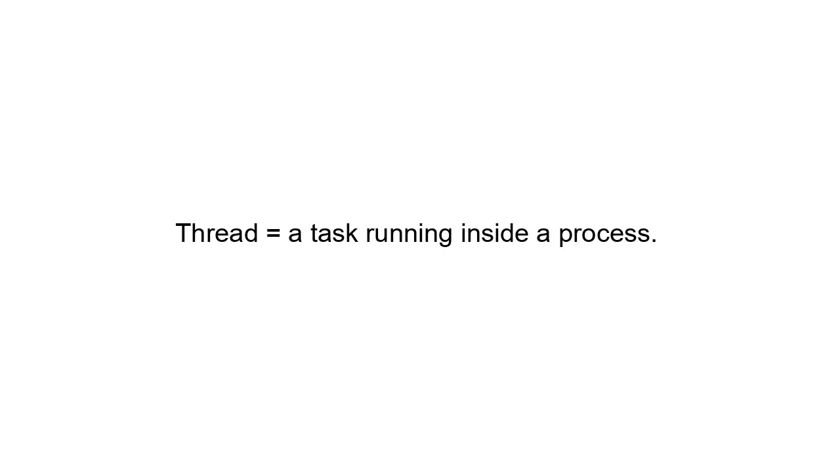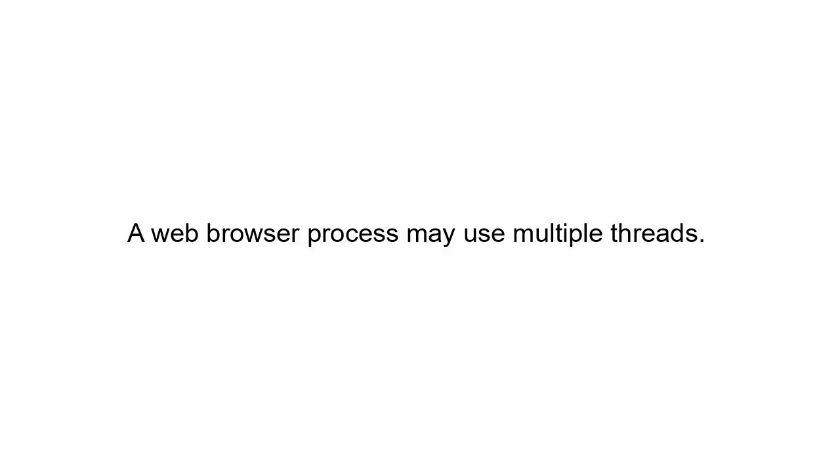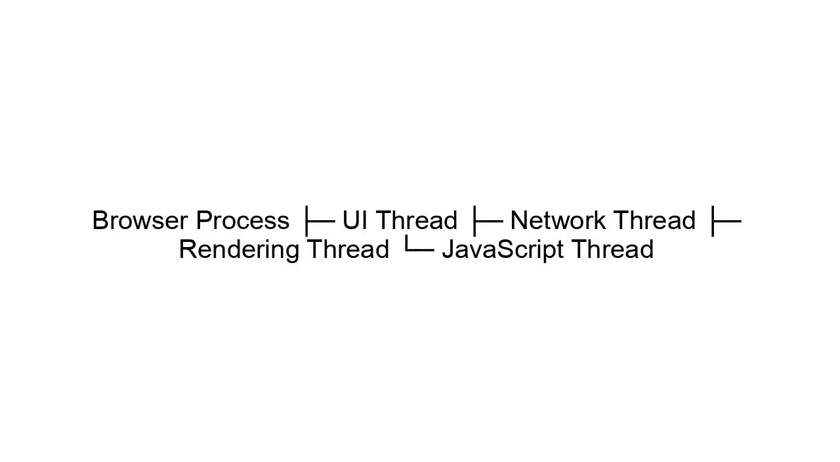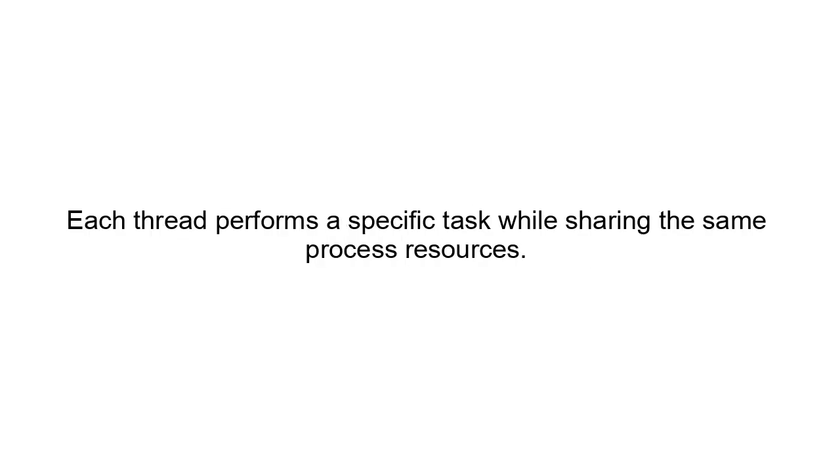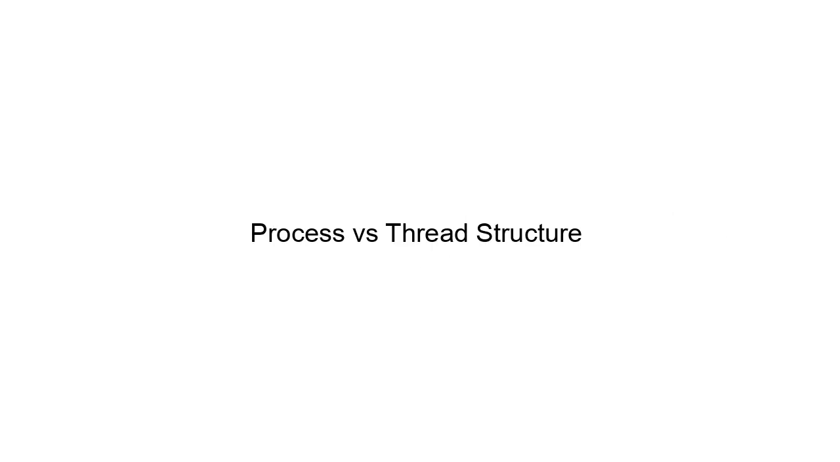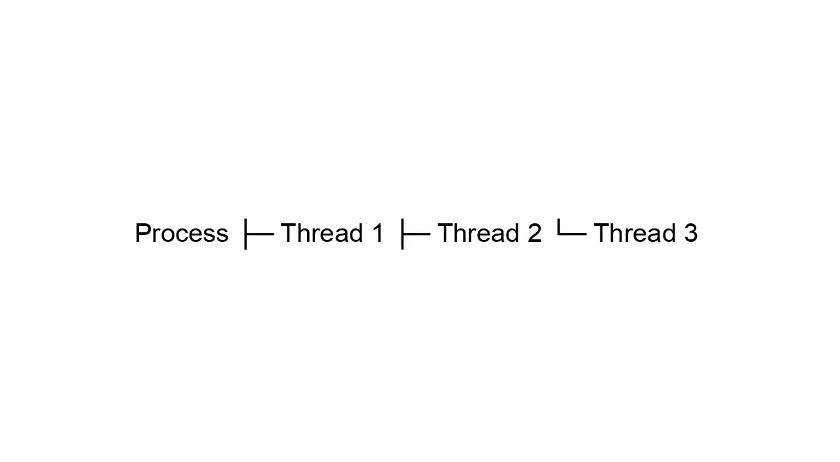Example of threads: a web browser process may use multiple threads. Example: browser process, UI thread, network thread, rendering thread, JavaScript thread. Each thread performs a specific task while sharing the same process resources. Process versus thread structure. Example structure: process, thread 1, thread 2, thread 3. The process manages resources, while threads perform the actual work.